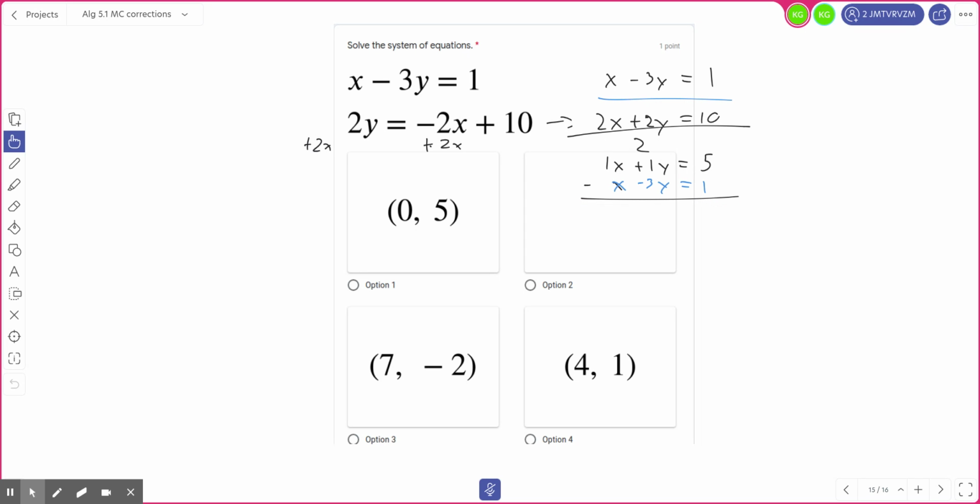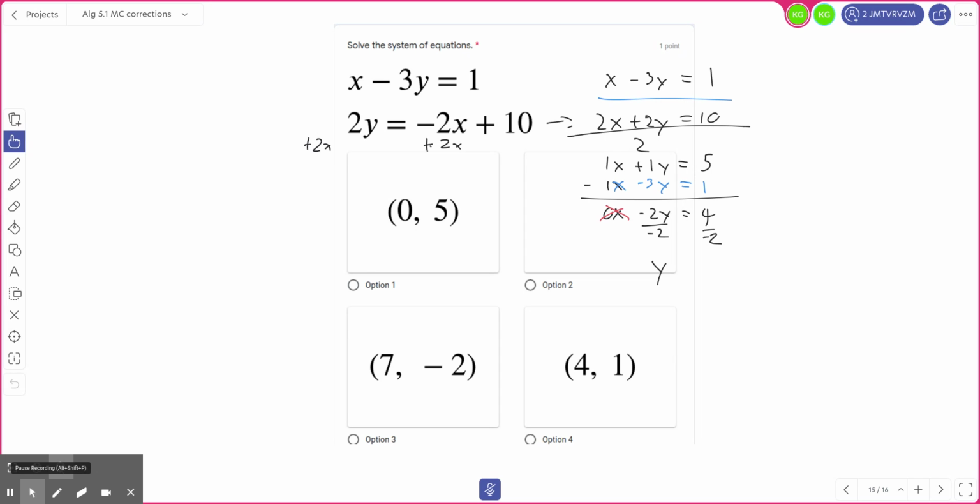So now when I subtract these two equations, I get 1x minus, remember, even if there's not a number there, it's a 1. That's 0x. That's what I want. And 1y minus 3y is -2y. And 5 minus 1 is 4. So I don't have to worry about this. It's 0x. It's nothing. So I can just divide by -2 on both sides and get, wait, uh-oh. I made a little mistake here. This is an easy mistake to make too.